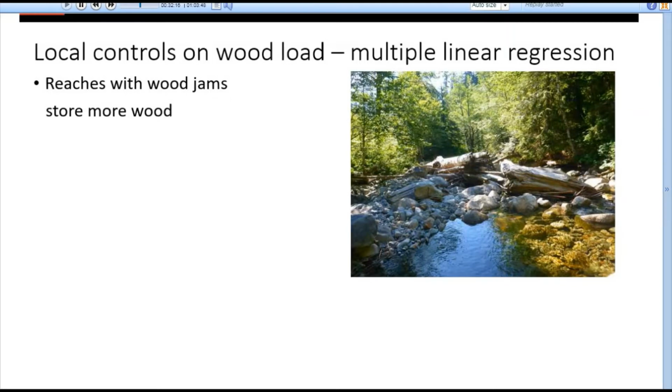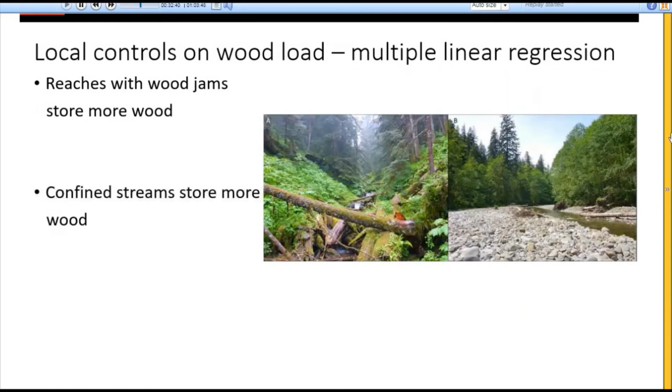more wood. Now this sounds very cyclical. Of course, if you see a bunch of piles of wood in a reach, you're going to store a lot of wood. What I would argue here is that wood jams are these sustainable, sort of long-lived features that not only store a lot of wood, but also trap wood within a reach. They act as roughness elements that trap wood.